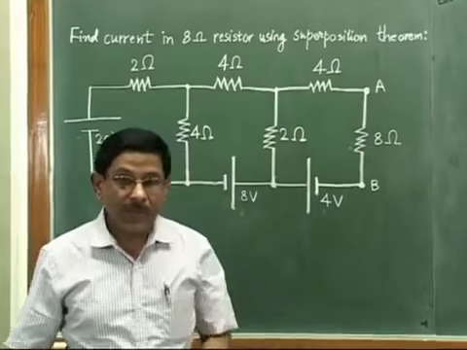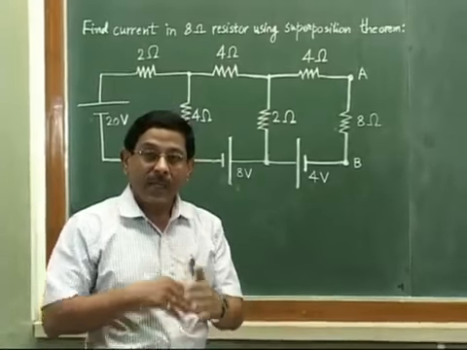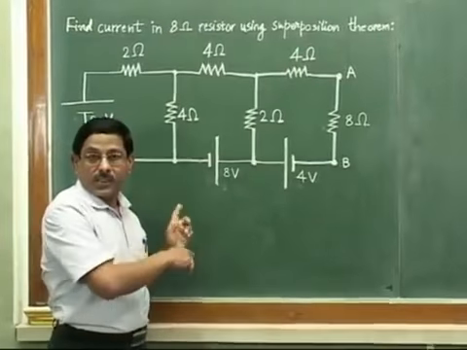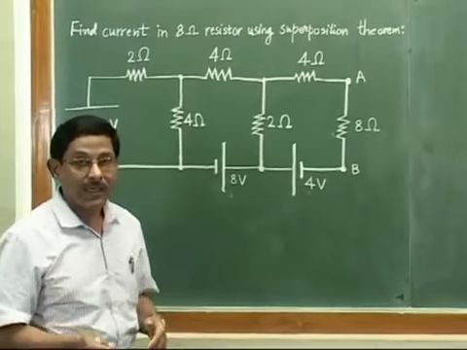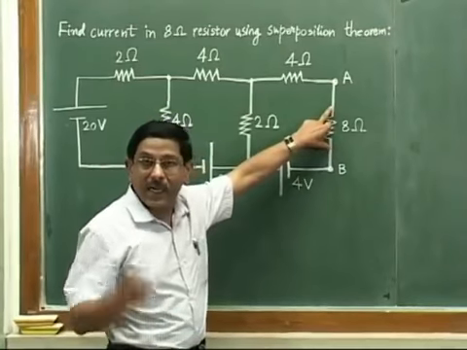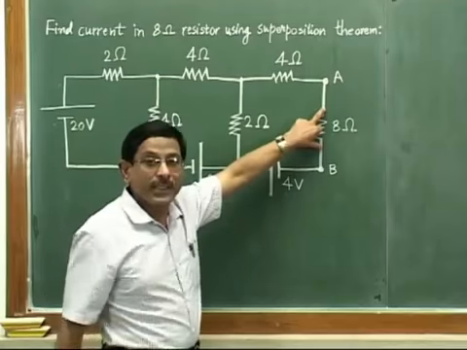So in short, whatever is the number of sources, we have to do the procedure as many times, or equal times. So 3 sources, so 3 times we have to solve the circuit, but the aim every time will be to find the direction and magnitude of current in this 8 ohm resistor. Okay, so let us proceed now.